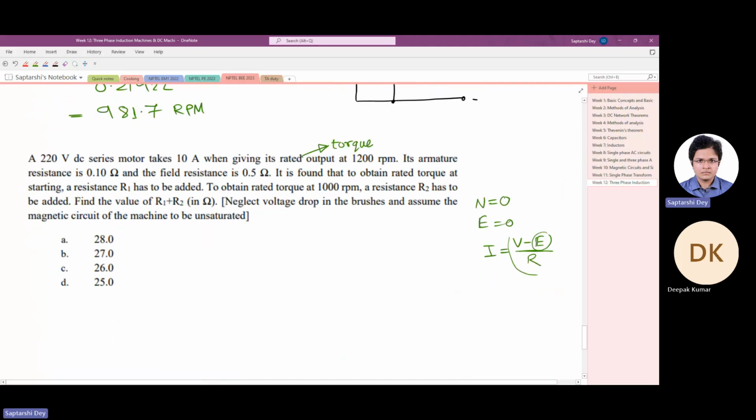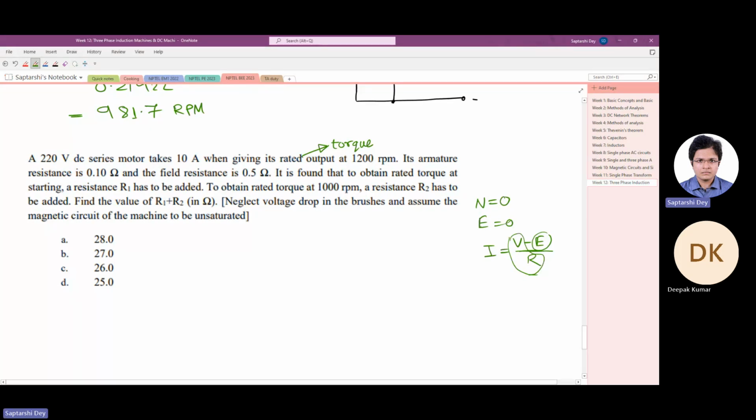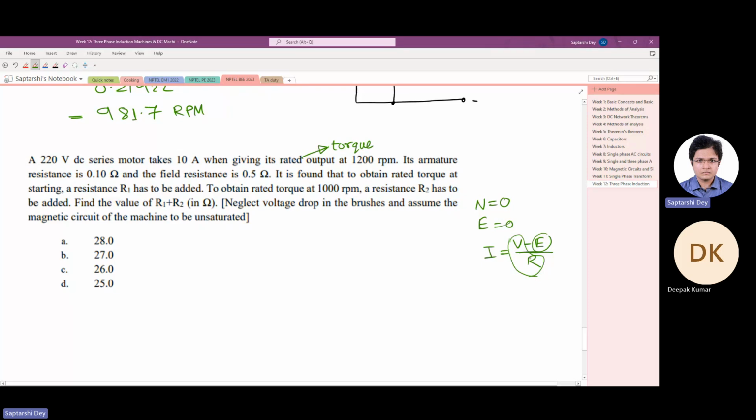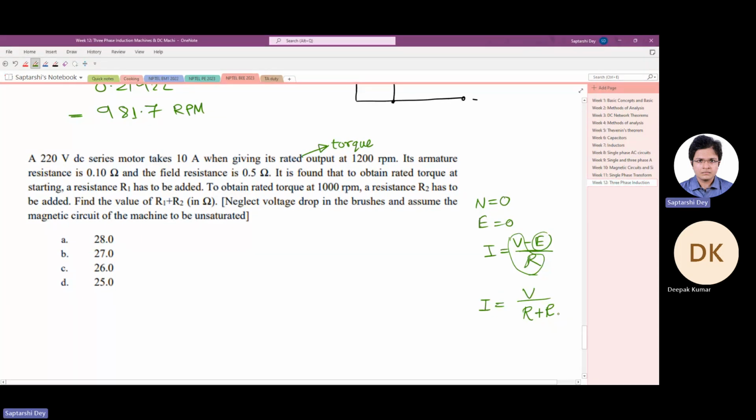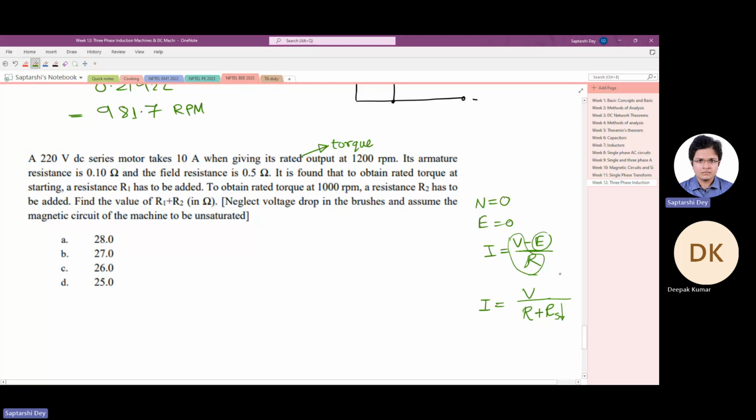So at starting, if the back EMF becomes 0, the machine is going to draw a very large current. Sometimes you might have a confusion in your mind, like I had in my first year: the resistance must be stopping that current, but the armature resistance is not large enough to stop it. So to protect the machine, you have to connect another resistance in series. Call this the starting resistance, which you gradually reduce as the speed increases. Speed increasing means back EMF starts coming, and you keep reducing, and at some point you short circuit the resistance. That is how a DC motor is started.